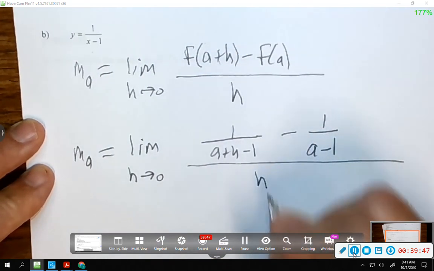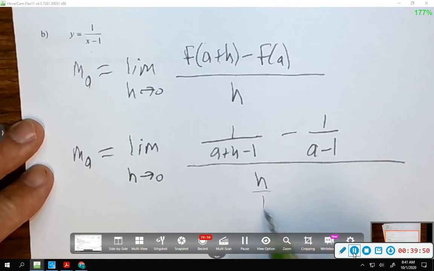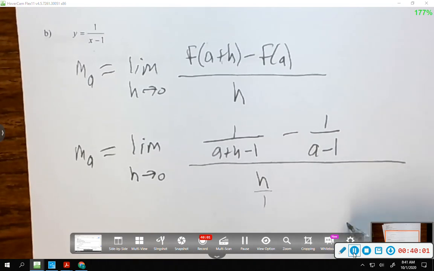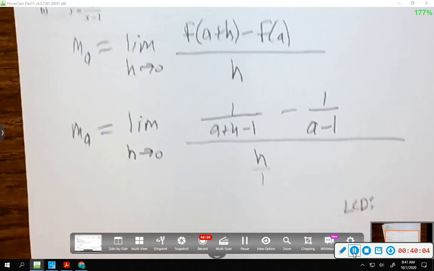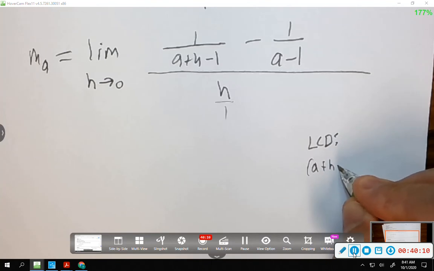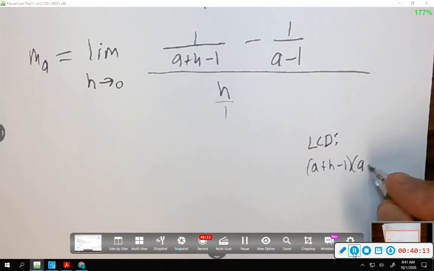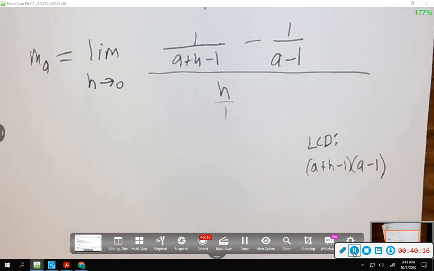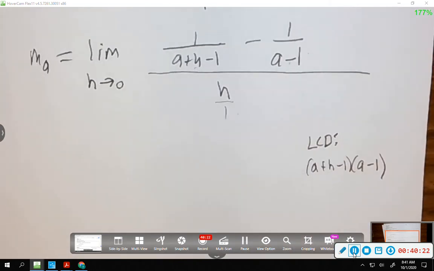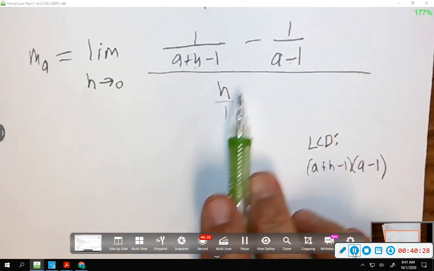If it helps you, write this as h over 1. What is my lowest common denominator of all the terms in the numerator and the denominator? I'll write it right here for you. The lowest common denominator is going to be a 3-term factor a plus h minus 1 and a 2-term factor a minus 1. Those are the only denominators I have, but this denominator is completely different from this denominator. But watch, complex to non-complex in one step. Multiply all 3 parts of this by my lowest common denominator.